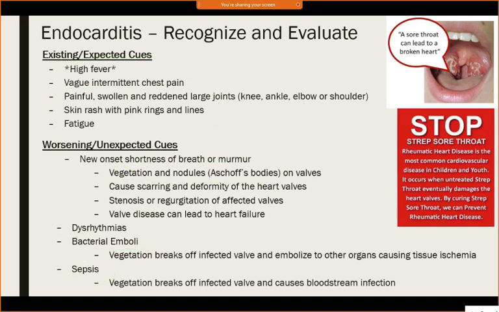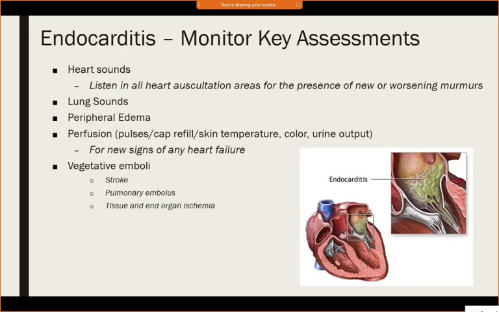So we want to treat this. The treatment is very easy. Here are the things that you want to monitor for. Of course, I keep forgetting to monitor your heart. You're going to listen to heart sounds. If you know you have endocarditis, you are listening for new or worsening murmurs. You're going to be listening to lung sounds and checking peripheral edema mostly for any signs of heart failure from those murmurs, and you're going to be keeping an eye out for those vegetative emboli. They do show up as strokes, pulmonary embolus, or some kind of ischemia. And then, of course, why are we not monitoring temp, white blood cells? I mean, it's an infection, for goodness sakes, or sepsis.